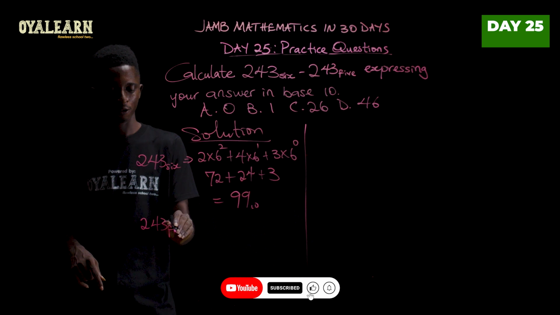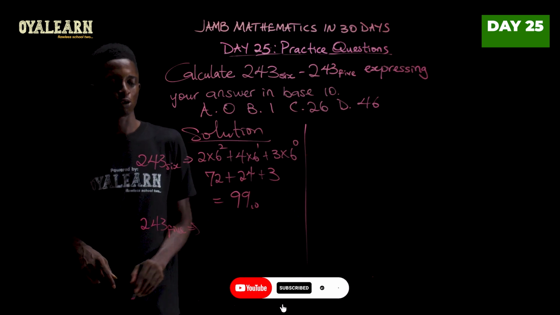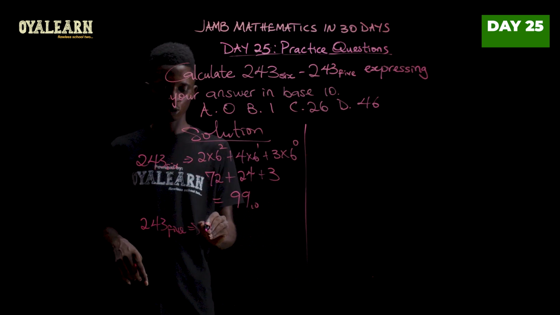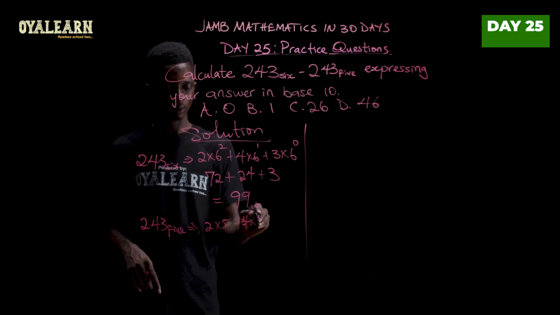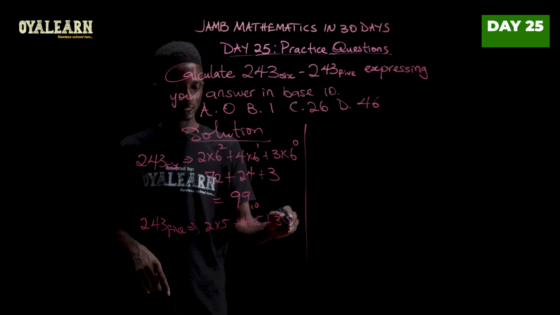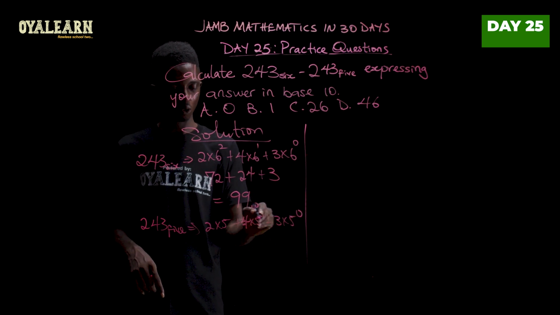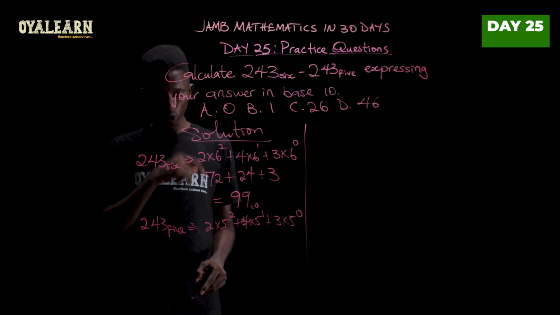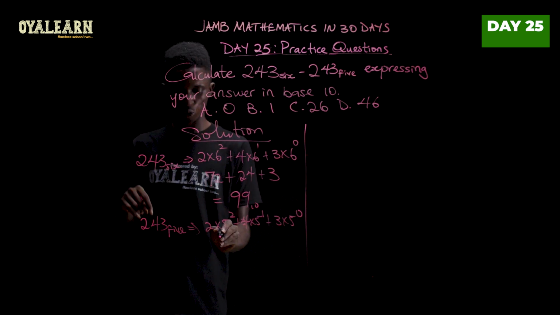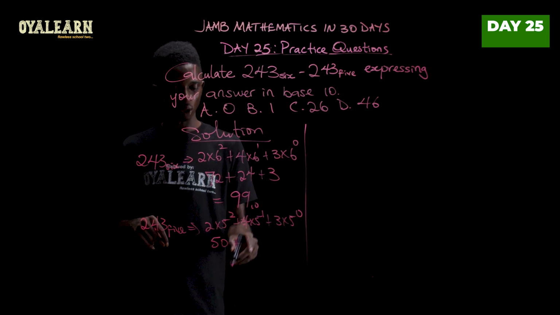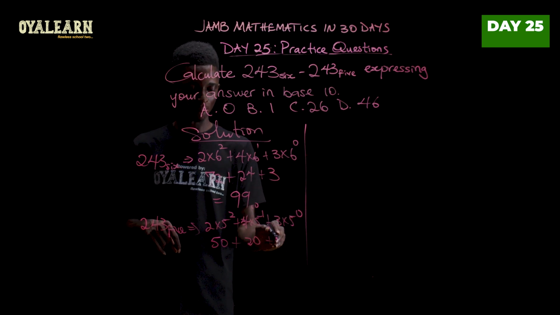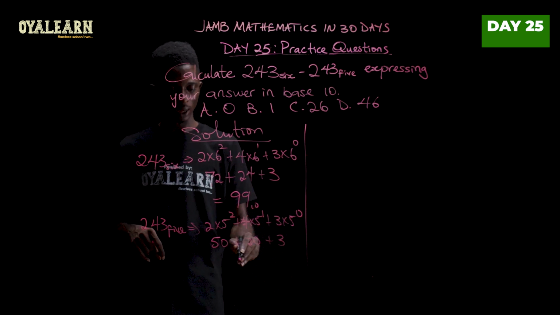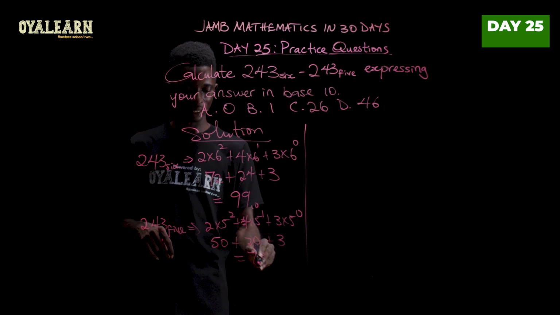243 base 5. Let's take that to base 10. So this will be 2 times 5 plus 4 times 5 plus 3 times 5. So 0, 1, 2. 5 squared is 25. 25 times 2, and we have 50. Plus 4 times 5, that is 20. Plus 3 times 1, that's 3. So what we have here is 73.